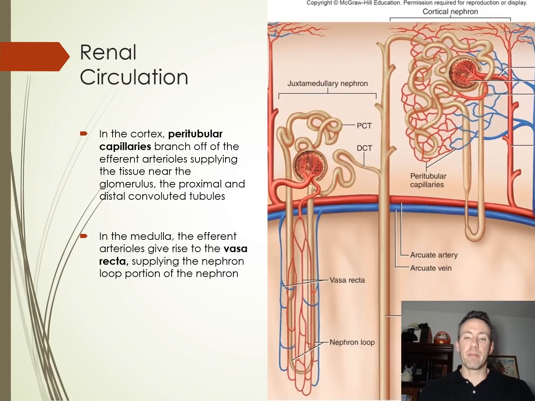Now we have a different name, but it's ultimately the same thing, where the efferent arteriole will branch and form a capillary network that surrounds the loop of Henle. Ultimately, conceptually, it's the same idea. We have a capillary network that helps us to exchange with the loop of Henle, and we refer to this capillary network as the vasa recta. So the vasa recta and the peritubular capillaries.